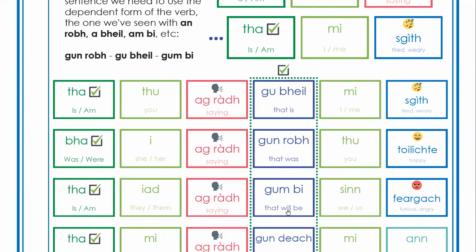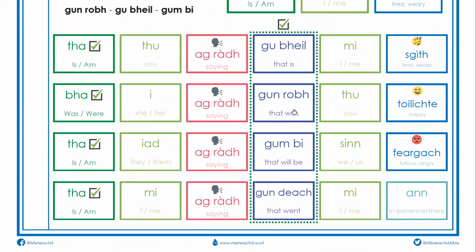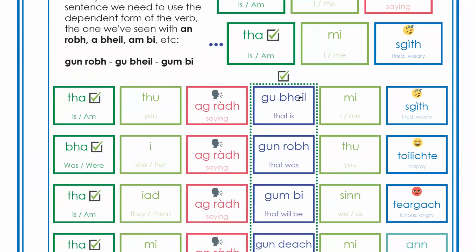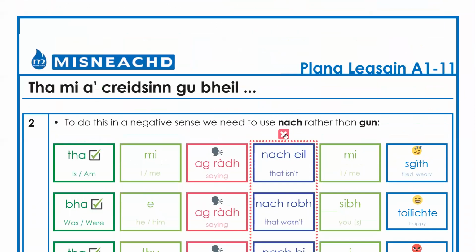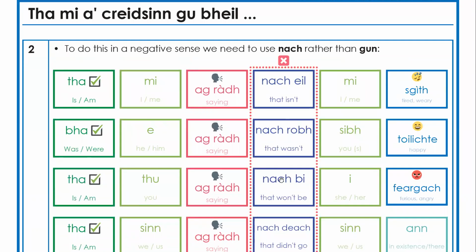So not a huge amount of vocabulary in this lesson, but a very useful grammatical structure that we'll see come up again and again. So worthwhile just going through these sentences and getting clear in your head the link between the positive form and bheil and the negative form and nachel, nachro, nachbi.